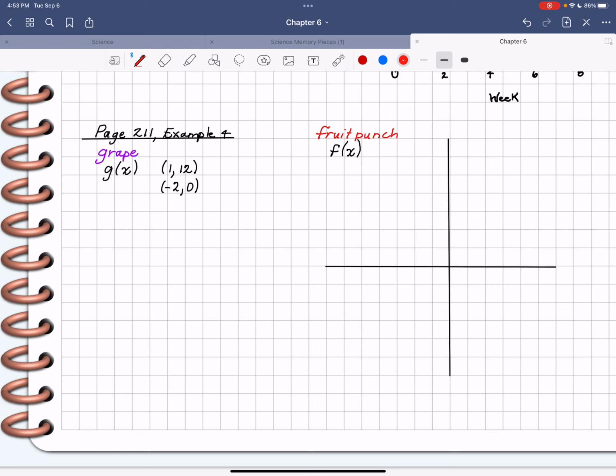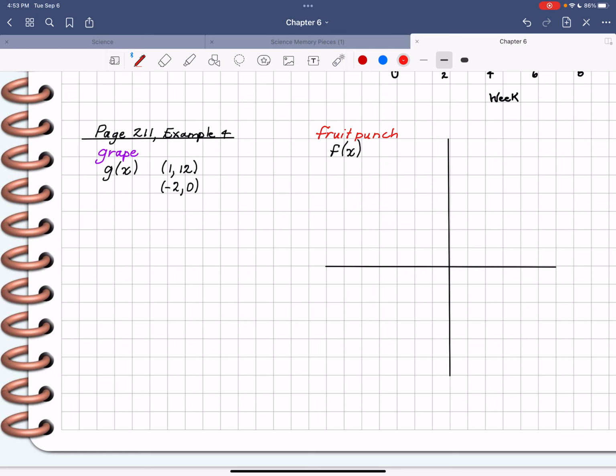Now, if you go to college and your professor asks you how to do this, please do not tell him that I told you to call this grape and fruit punch. No, I really don't care. If it helps you understand, we're going to do it.